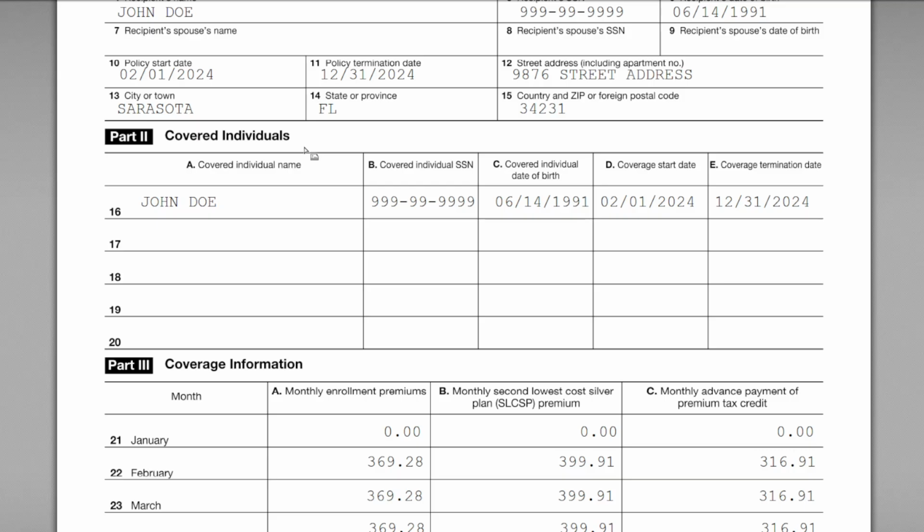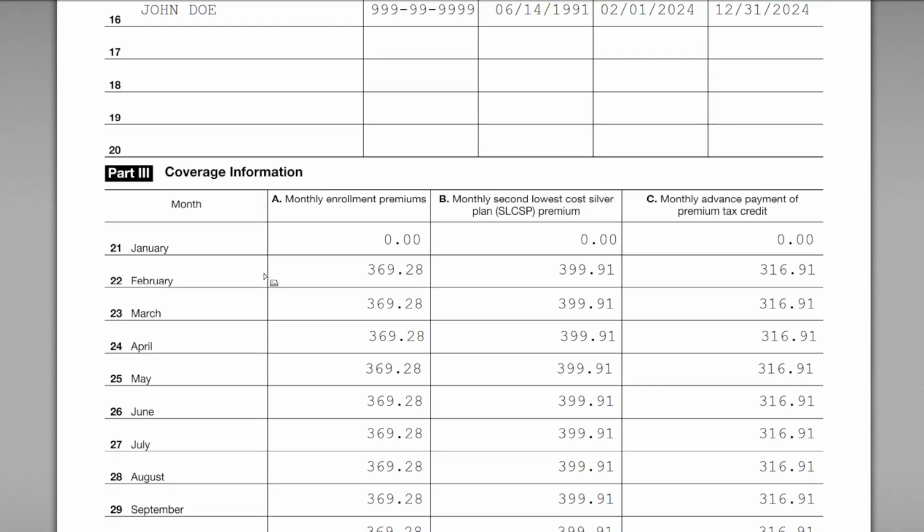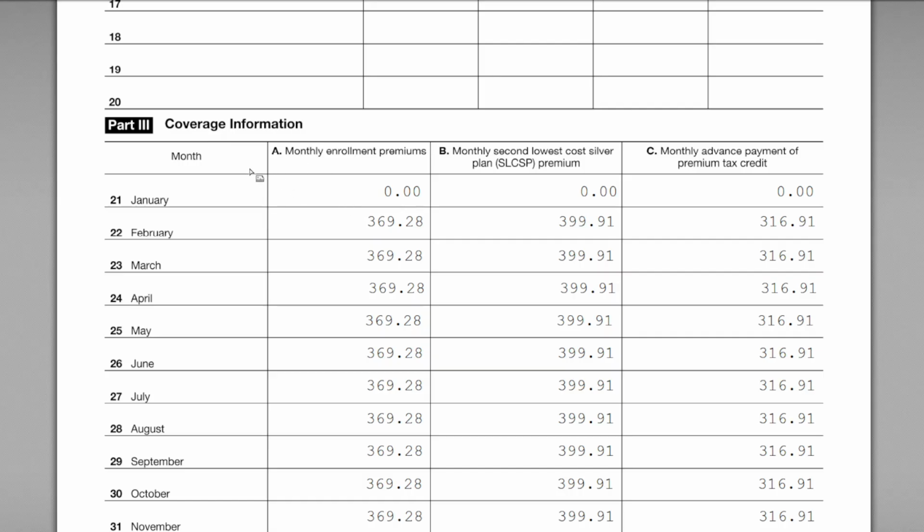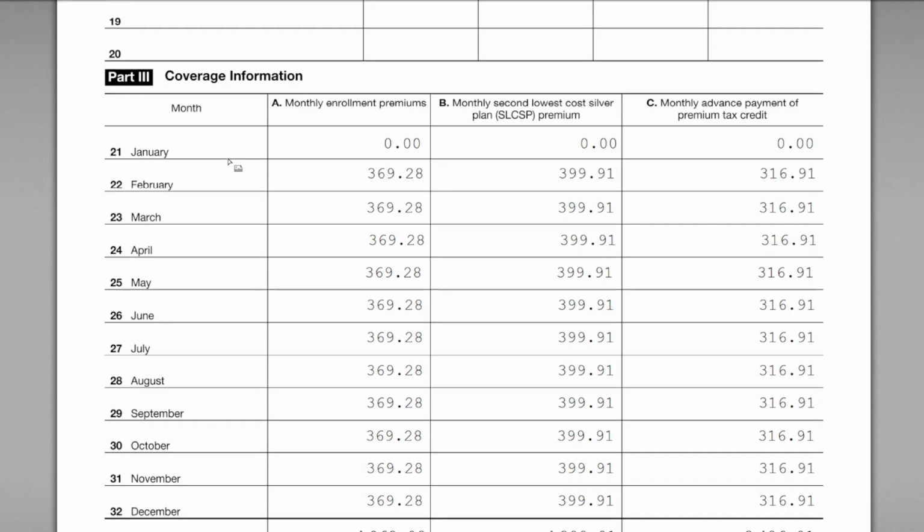Part 2, the covered individuals under the plan. In this case, because John is a single filing taxpayer, he doesn't have a spouse, he doesn't have dependents, so he's the only person listed here in Part 2. Now, the coverage information lists the monthly enrollment premium, the second lowest cost silver plan premium, and then the amount of the advance. The advance piece is what needs to be reconciled to figure out whether this advanced amount was too much or too little. That's kind of the best way to think about it.